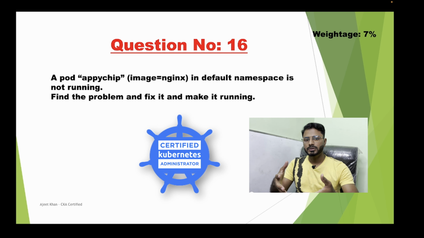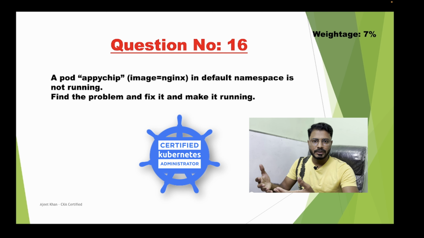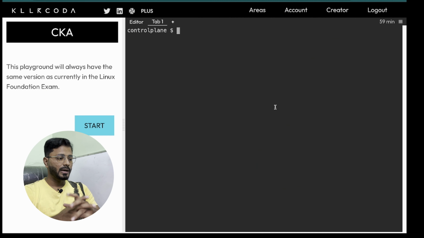So we are given in the question that a pod is already created but it's not running. So we need to find the problem and then fix it. So let's go ahead and jump into the scenario. So we are here in the Killer Coda playground. As per the question, the pod name is appychip. So let us see if the pod is running or not.